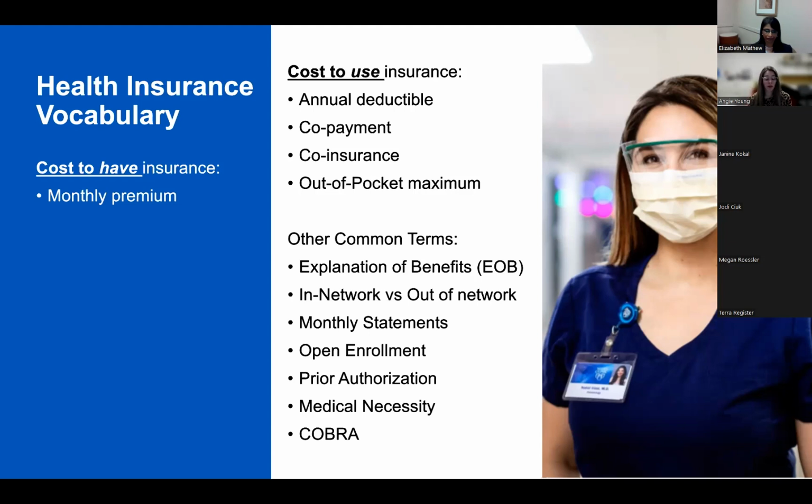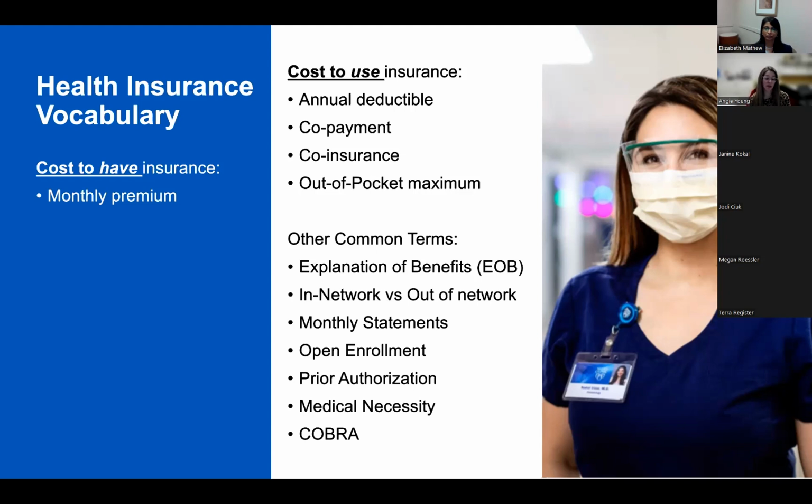The in-network versus out-of-network is really important to understand. Your insurance plans have in-network and out-of-network facilities. Ideally, you should be at a facility where you have in-network coverage, because you will have the best coverage. If you are at an out-of-network facility, your insurance coverage will be less. So as much as possible, make sure you're looking into who is considered in-network, who are your providers in-network, so that you are getting the best and most optimal insurance coverage.